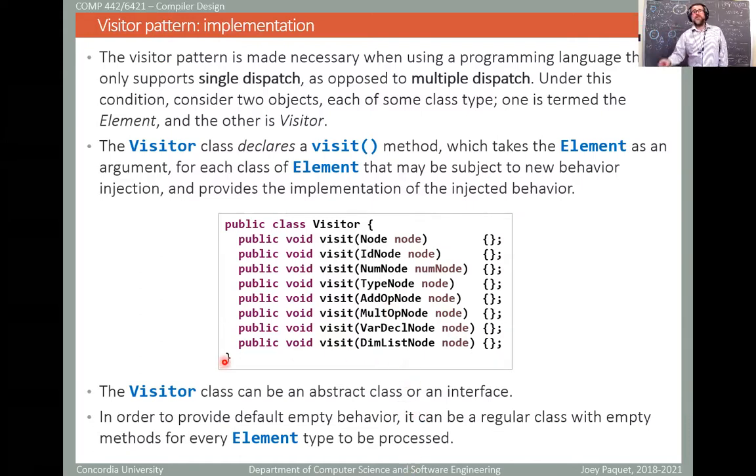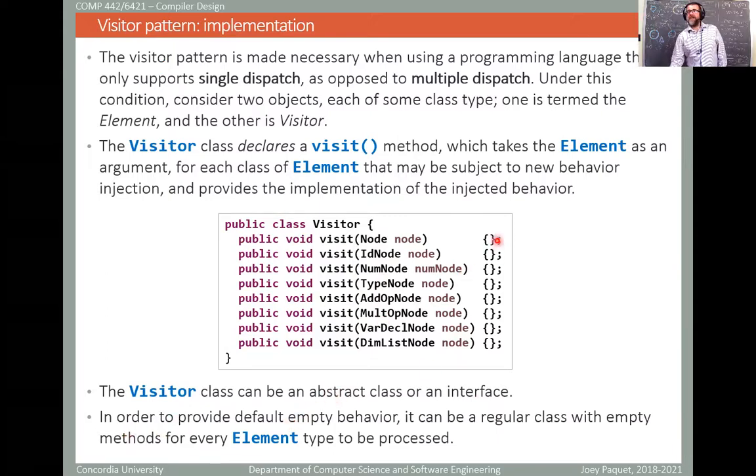Some people might argue this is ugly. This is the choice I made. So the visitor class can be an abstract class, or it can be an interface, as you wish. But depending on what decision you make, it is more or less restrictive. That's the particular decision I made.